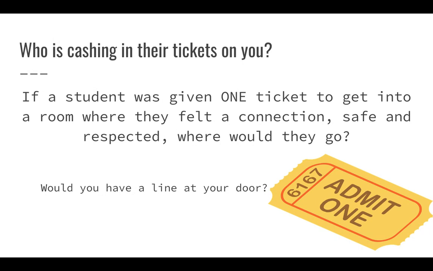I said this to the bus driver training as well. Would you have tickets if they could pick their bus driver, their bus? Would you have a line out your door? I know I want a line out my door. It's something I strive for every year. I might not get it some years. I might have a low bucket, but it is my goal.